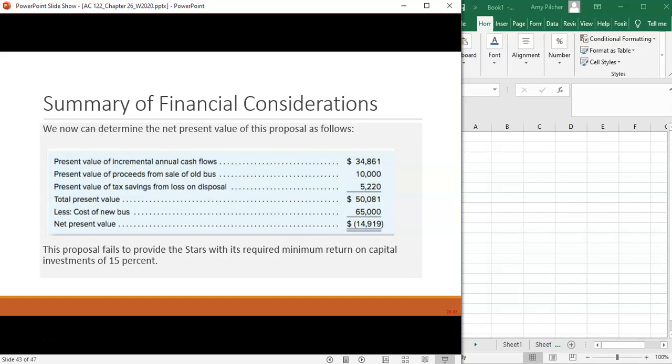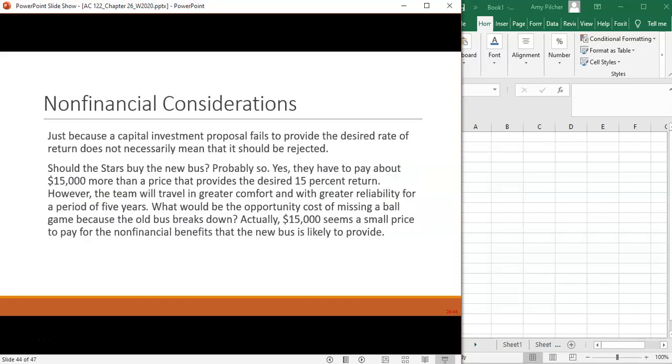Well, that gives us a negative net present value. And as I already said before, anything with a negative net present value does not meet our required minimum rate of return on capital investments, and we would reject that decision. When we're looking at those non-financial considerations, should we just reject it because it has a negative net present value? Are there intrinsic non-financial benefits from maybe having air conditioning or a vehicle with better reliability? It's possible.